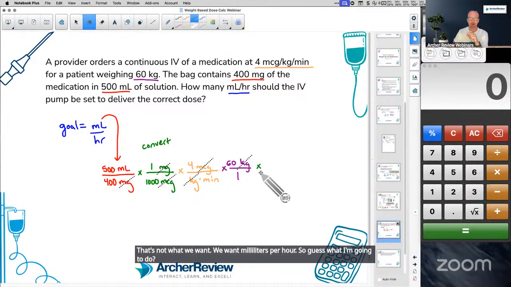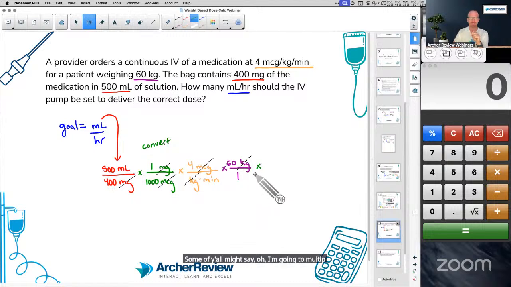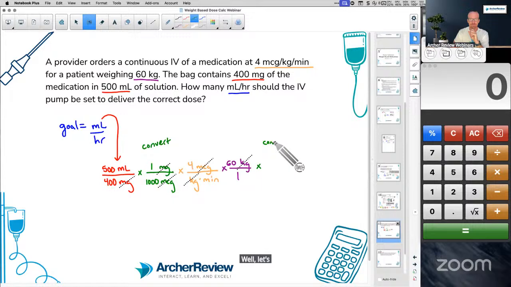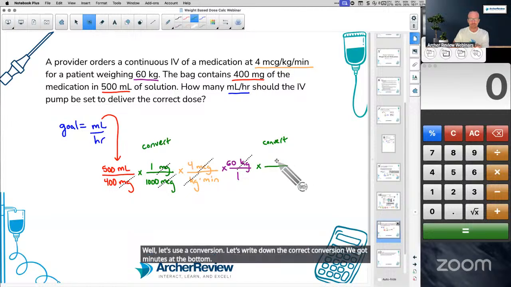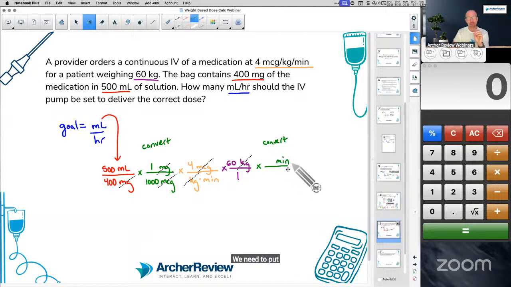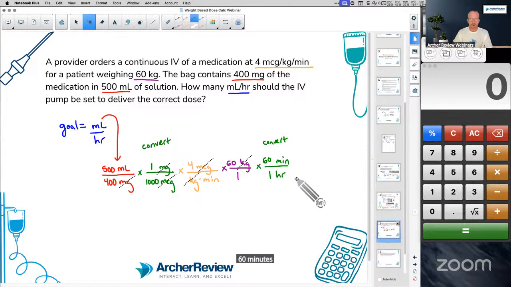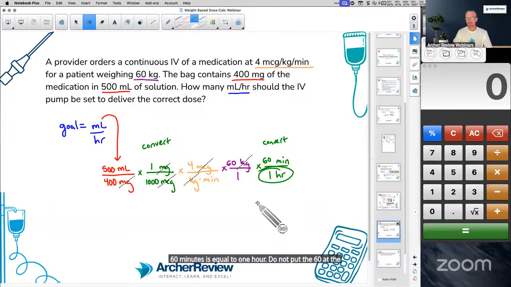Some of y'all might say, oh, I'm going to multiply by 60, or I'm going to divide by 60, which one do I do? Well, let's use a conversion. Let's write down the correct conversion. We got minutes at the bottom. We need to put minutes at the top. Now, that's what cancels out those words, and make sure you put the 60 in the right spot. 60 minutes is equal to 1 hour. Do not put the 60 at the bottom. It's not 60 hours.